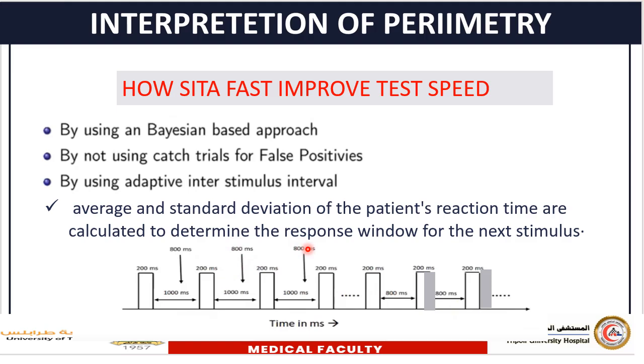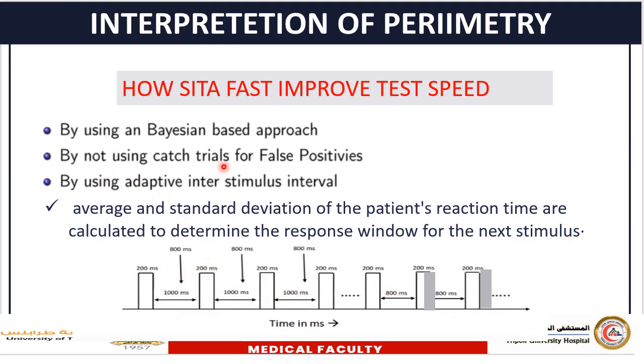Now, the machine will understand and interpret that the usual response of this patient is 800 milliseconds. This is the reaction time of the patient. So it will adjust the interstimulus time interval so that the next stimulus will come at 800 milliseconds. By this way, we will save some time for the procedures. After predicting the reaction time of the patient from the initial stimuli, the interstimulus interval is adjusted and altered according to the reaction time of the patient.